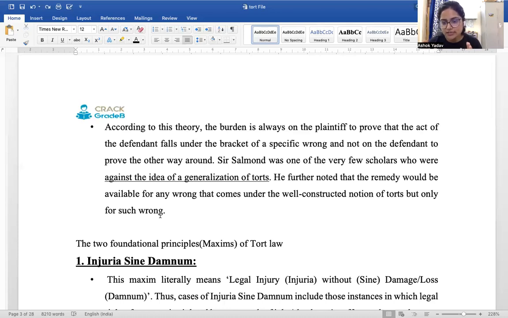So what basically he's trying to say is that he is narrowing down what Winfield was doing. Winfield was generalizing it, giving it a broader approach. But Salmond is giving it a narrow approach, and he's saying if that tort has a specific name attached to it, if it is already recognized, then it will fit in that hole, and only then can it be made punishable. So Salmond was against the idea of generalization of tort, and he was giving the narrow approach.